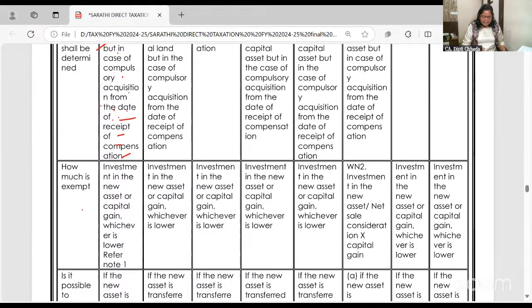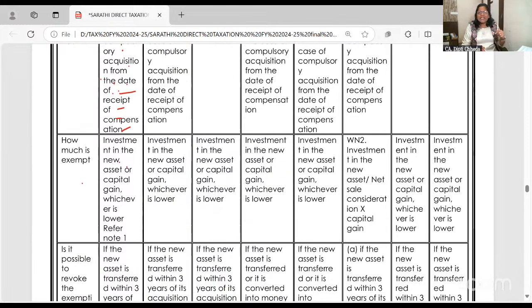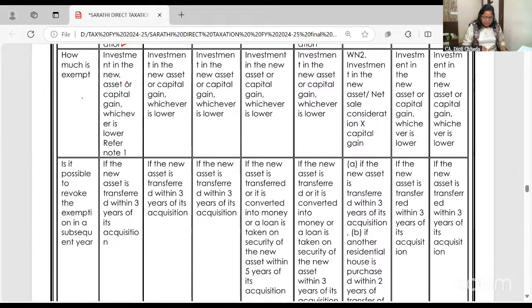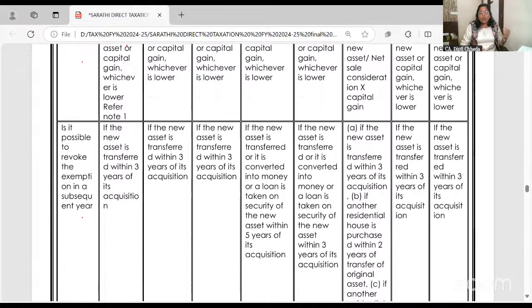How much is exempt? Investment in the new house or the capital gain, I just now made it clear. Is it possible to revoke it? Revoke means you have sold a house, you have purchased a house, and now, if you immediately sell, then what's the benefit of giving you exemption? When you have sold the house and purchased the house, you should not sell it for three years. If the new asset is transferred within three years, the exemption is revoked. Khatam.